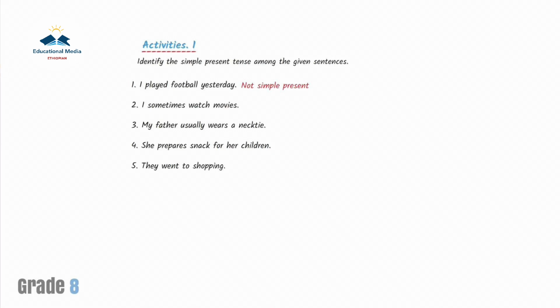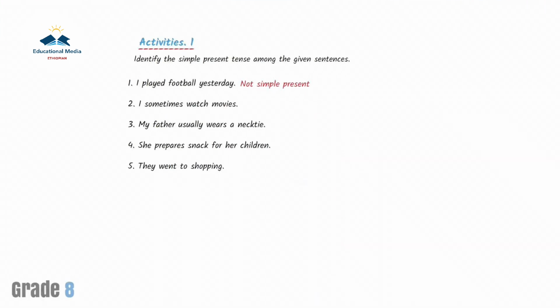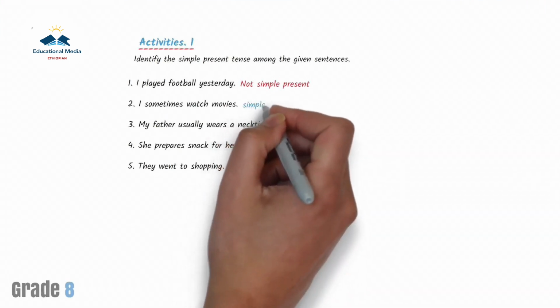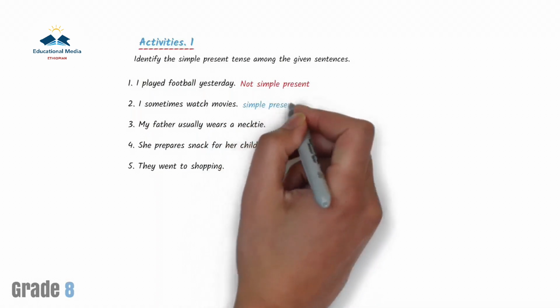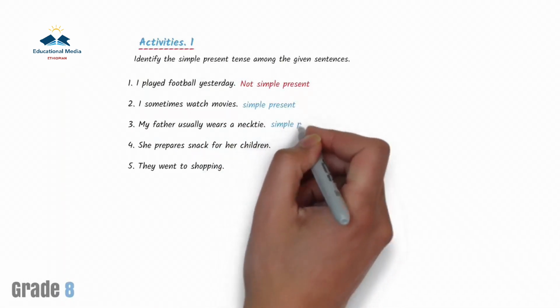I sometimes watch movies. Definitely, it tells about my day-to-day activity. Therefore, it's obvious that this is right. This is simple present tense. My father usually wears a necktie. This is also your father's day-to-day style of wearing, right? Therefore, my father usually wears a necktie. It is simple present tense, right?